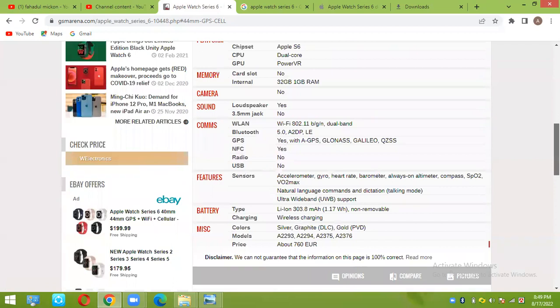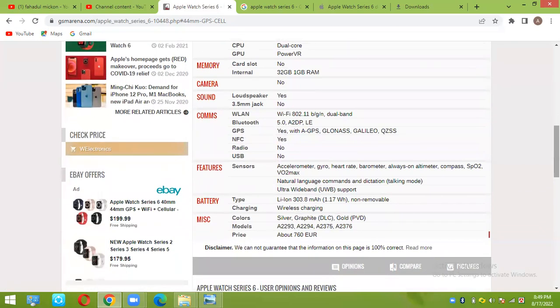And if I talk about the sensor features, there are accelerometer, gyro, heart rate, barometer, always on altimeter, compass, SpO2, VO2 max, and natural language commands, dictation and talking mode. It has ultra wideband support, and the battery type is Li-Ion 303.8 mAh, 1.17 Wh, non-removable, and its charging is wireless. It comes in three colors: silver, graphite, and gold.